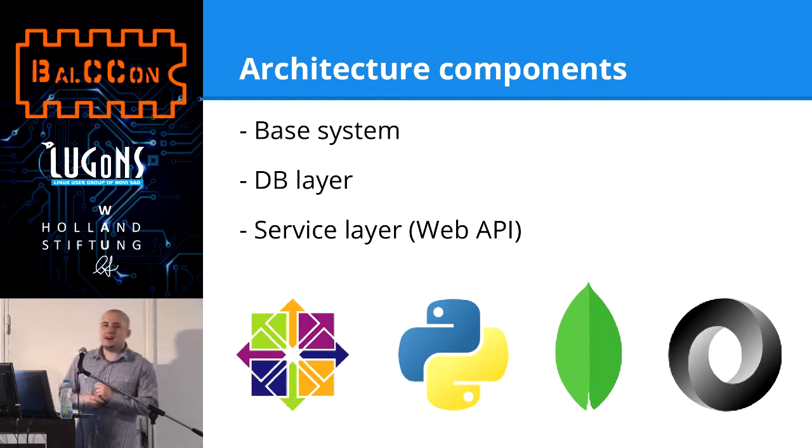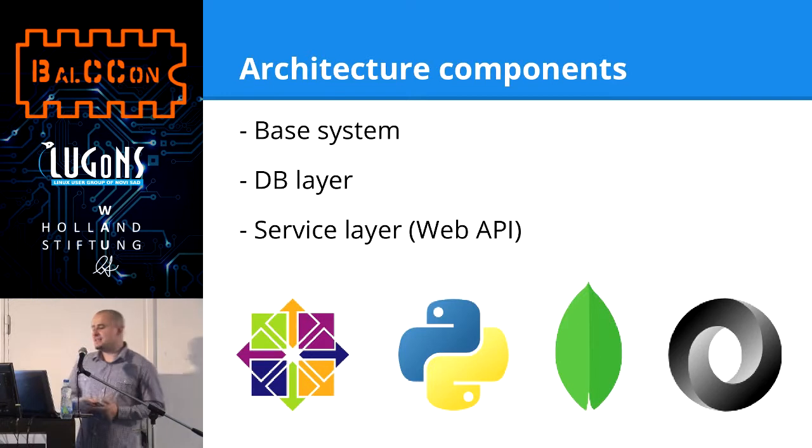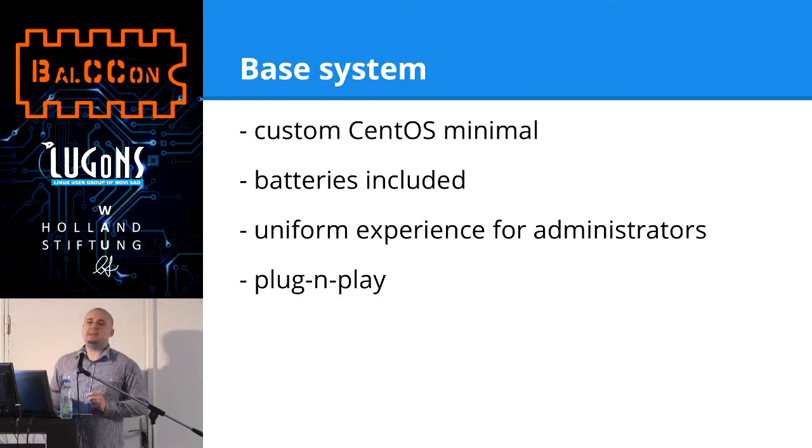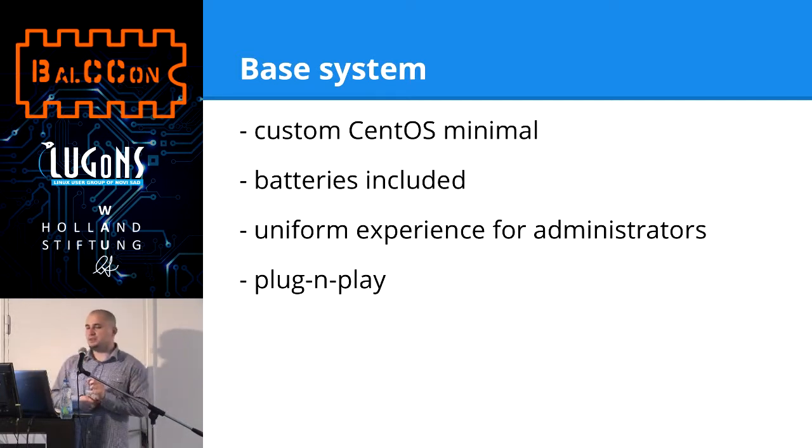This is an outline of the proposed architecture, and it consists of a base system, a database layer, and a service layer which communicates with the DB layer. For the base system, as you may have noticed, we used a custom CentOS minimal distribution, which comes with all the batteries included. MongoDB is installed automatically. Your hard drive is partitioned automatically. I will show you that in a little while. All the custom services that we built are built in, and everything is up and running in no time.